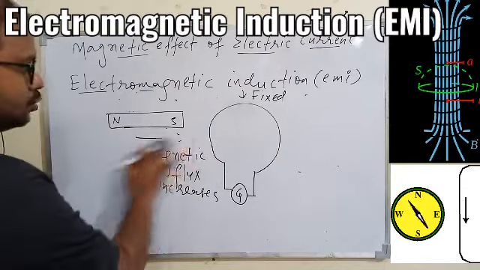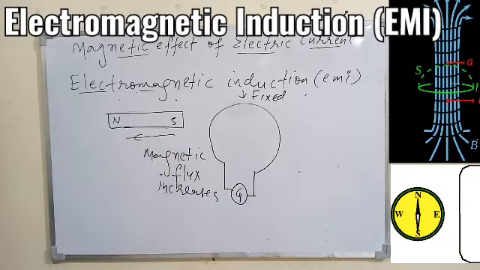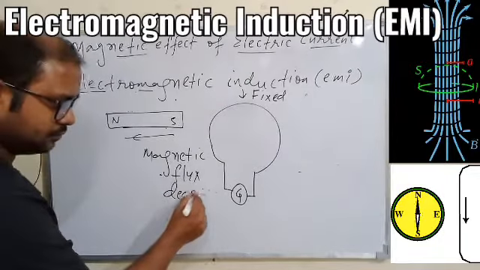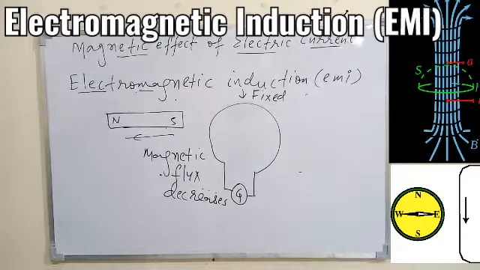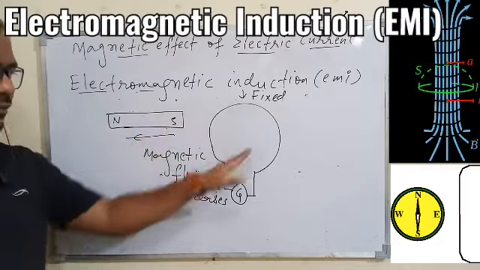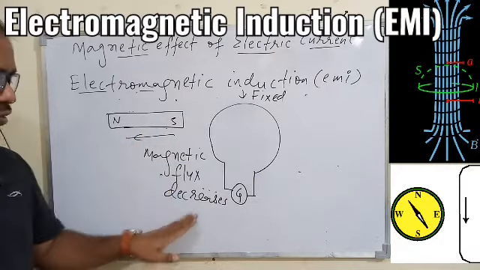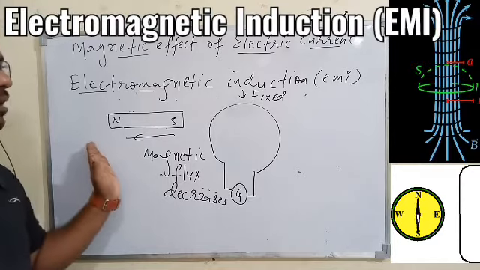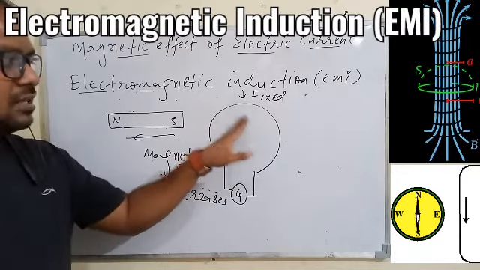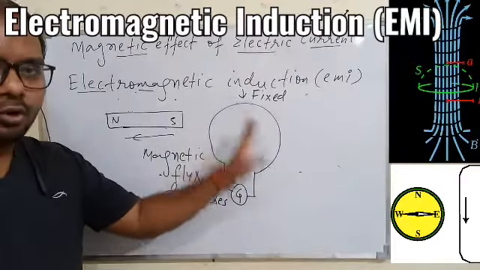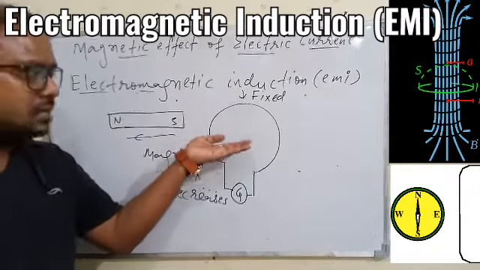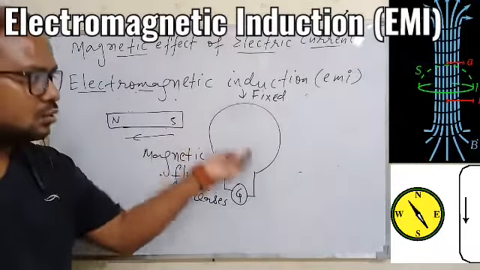If you move the magnet away from the coil, in that case what will happen? Magnetic flux will decrease, because if the magnet starts moving away from the coil, then with the increase in distance, the magnetic field lines passing through this coil will decrease, so magnetic flux will decrease. So whether you are moving the magnet towards the coil or away from the coil, in both cases there will be a change in the magnetic flux passing through this coil, and according to the concept of EMI, if there is a change in the magnetic flux, current will be induced in the coil.